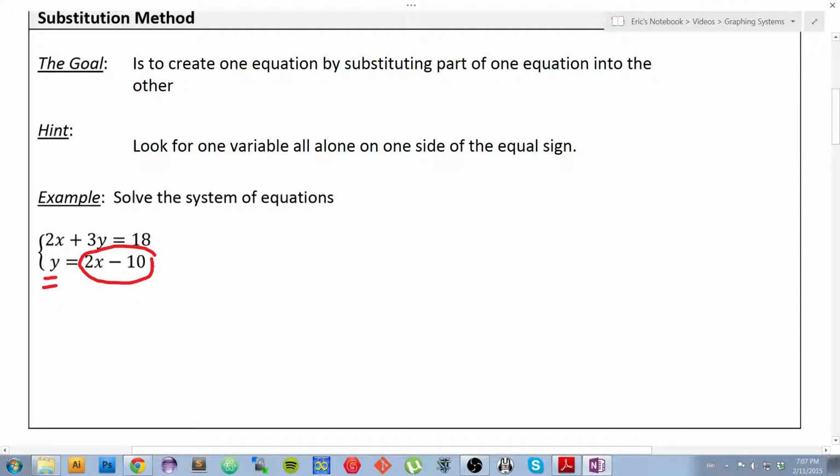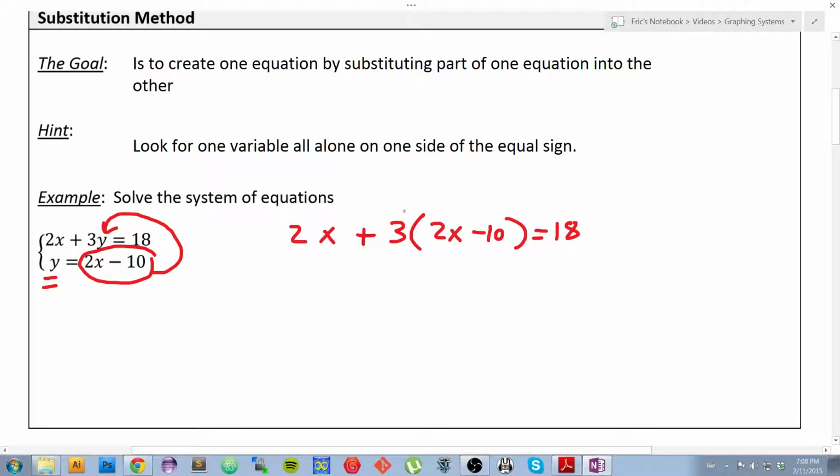So what's going to happen is I'm going to go back to the first equation, and instead of writing that y, I'm going to replace it with 2x minus 10. Now, because there's more than one term there, when I replace it, I need to use good old parentheses. So here we go. I have used substitution to put one part of the equation into the other equation, and that's given me one equation which I can solve by itself.